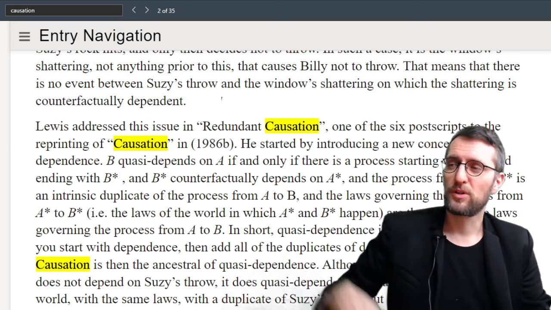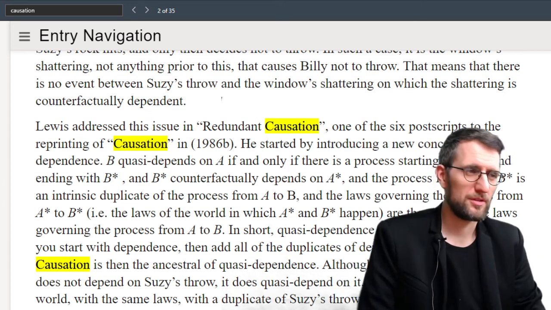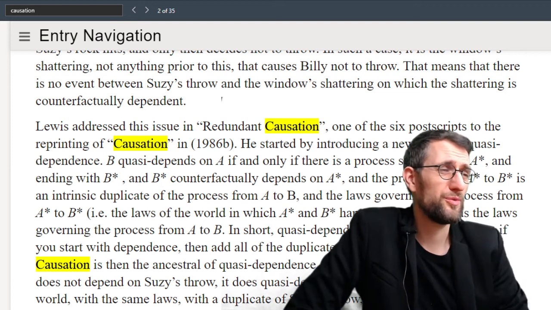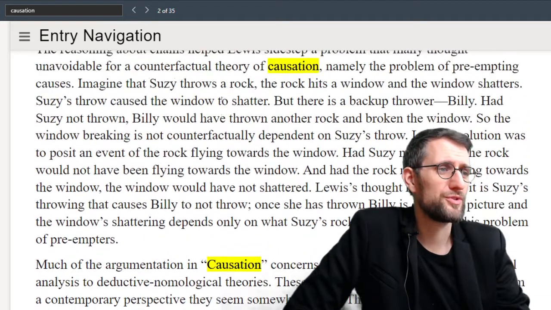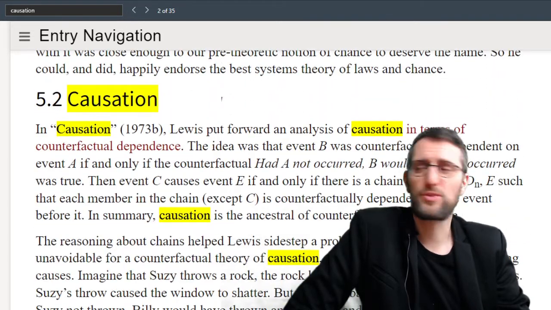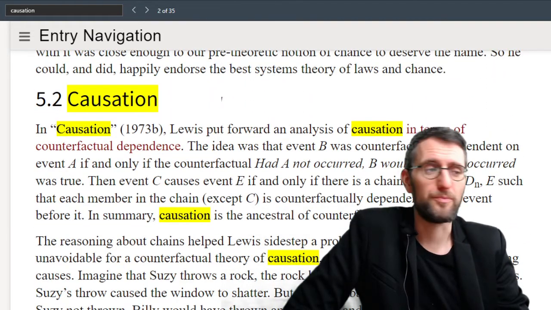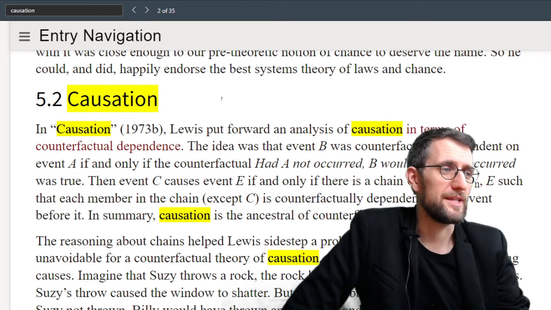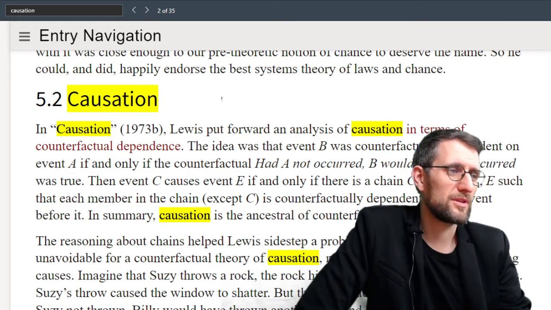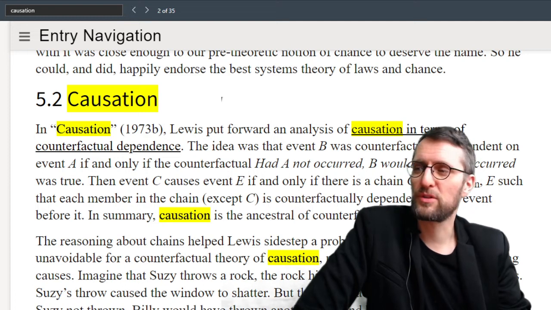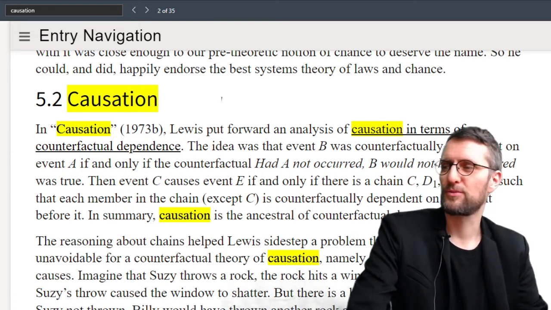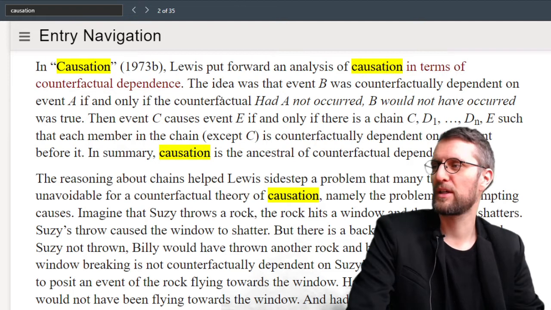Okay, so I really wonder what Lewis means by causation, and it's really tough for me to follow. I just looked up Lewis in the Stanford Encyclopedia and jumped to the chapter on causation. Let's see what they say here. So, in 1973, Lewis put forward an analysis of causation in terms of counterfactual dependence. So, what is counterfactual dependence? It's already a bit hard to get what that is.